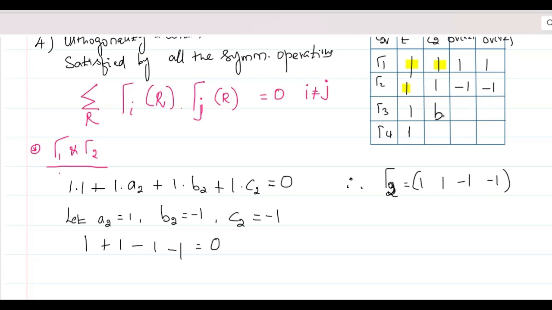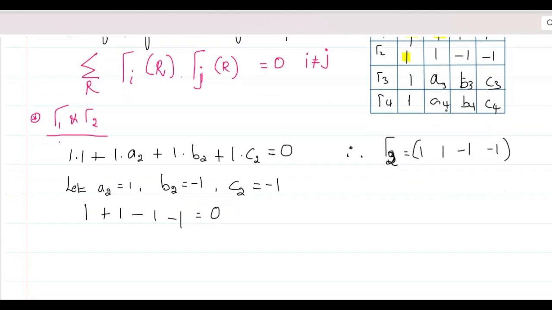Remaining we have here A3, B3, and C3. Similarly, this is A4, B4, and C4. So let us do the same way for the other representations as well. Then we will be getting the values for the characters for the other unknown values. Okay, so here let us consider the next one.